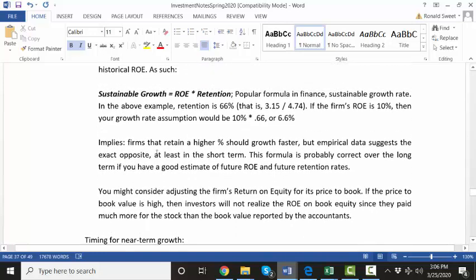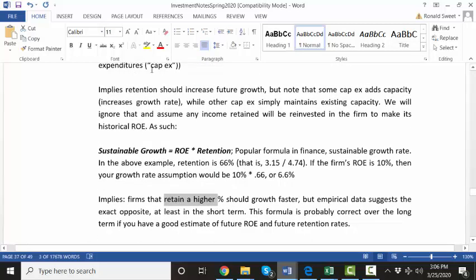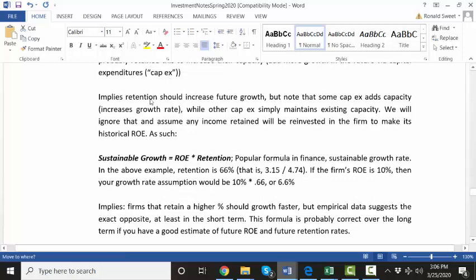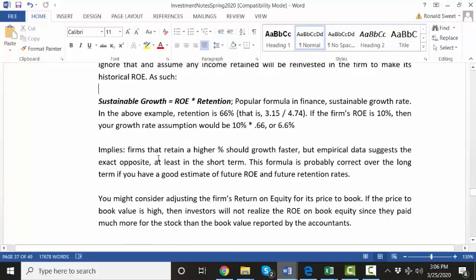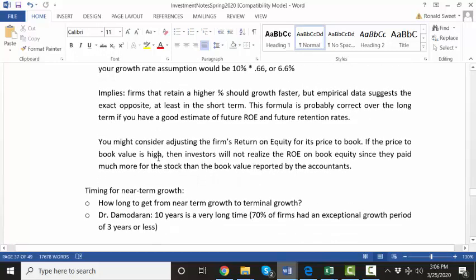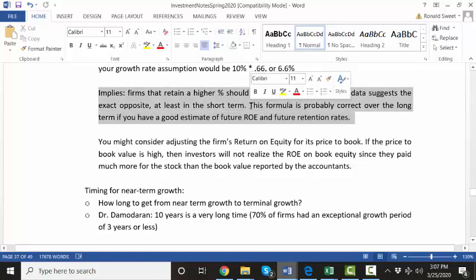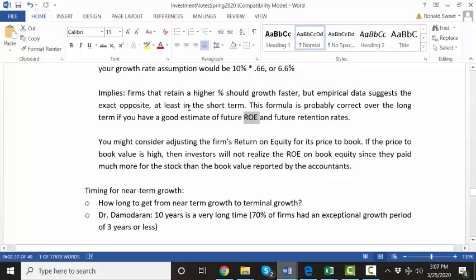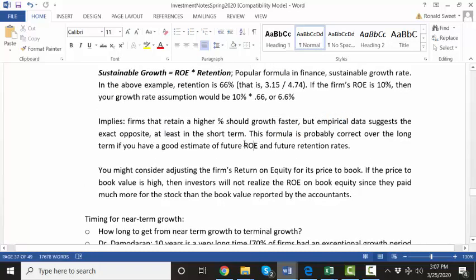And the theory here is that firms that retain more of those earnings should be able to grow faster than firms who pay out a lot of their earnings because they're reinvesting in their firm, doing more capital expenditures or CapEx. And so that's the theory. At least in the short run, that's what they should do. This formula is probably correct long term. It makes sense, but it assumes return on equity and retention are constant over time, and they're not.